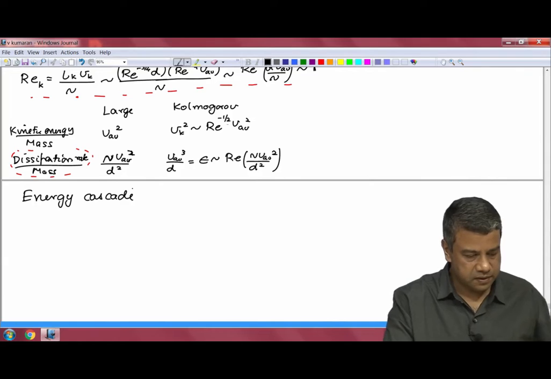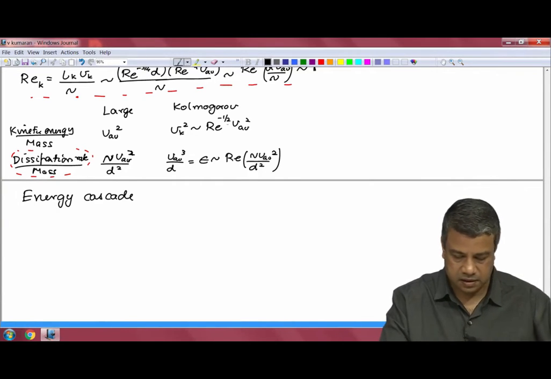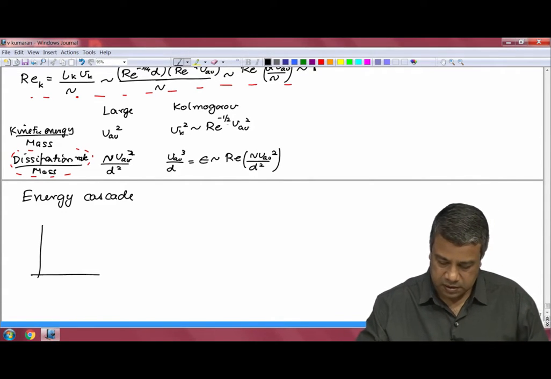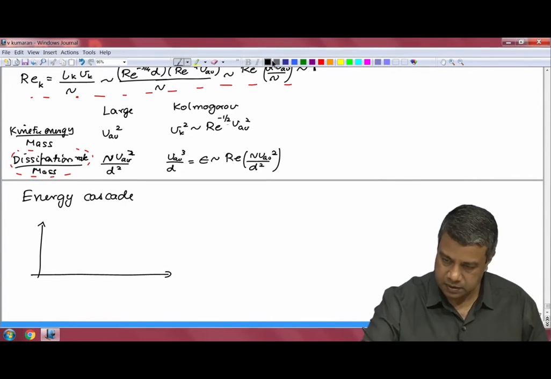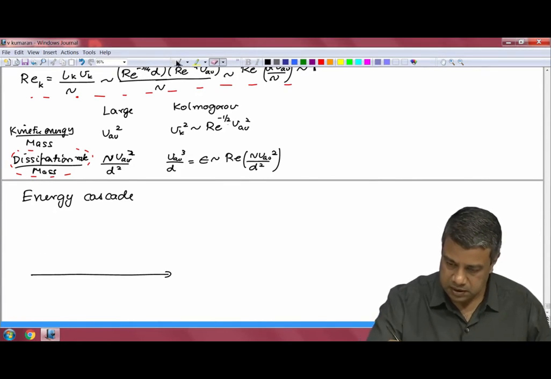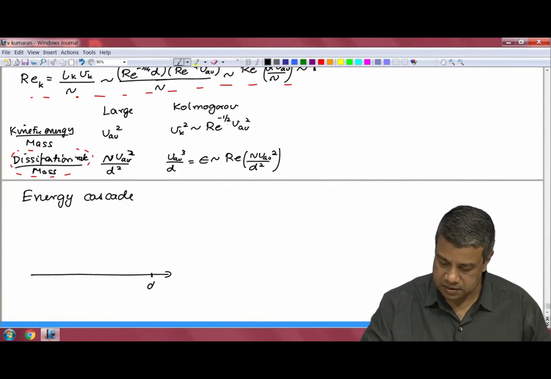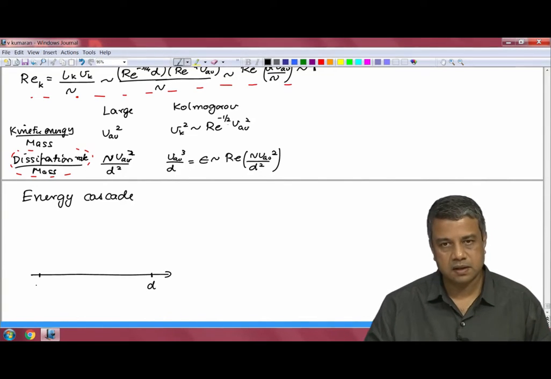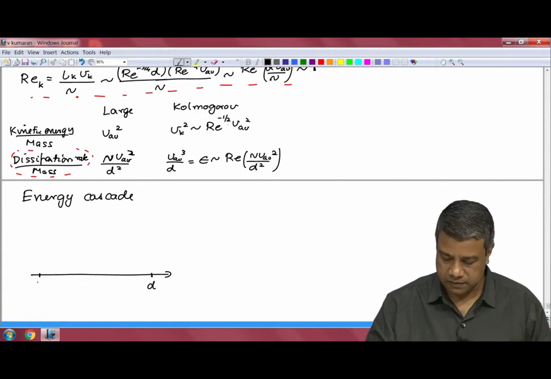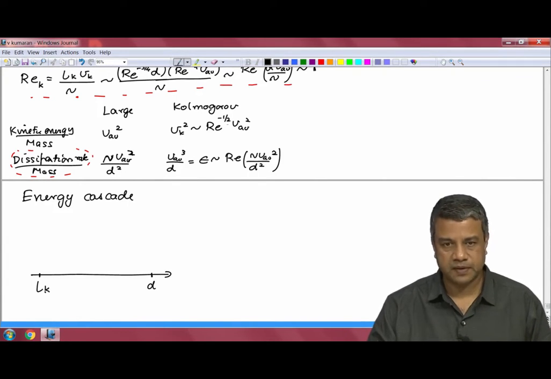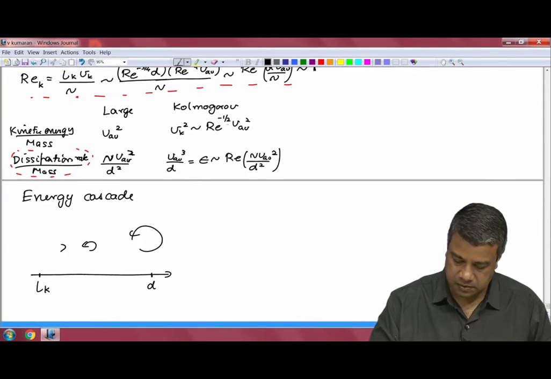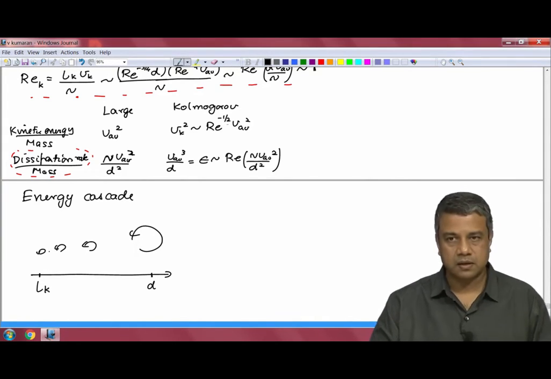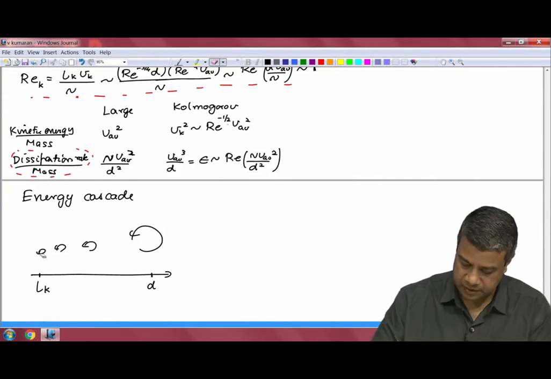Okay, in a turbulent flow, this is referred to as the energy cascade. So, if I look at the sizes of the eddies, there will be sizes all the way from the diameter of the pipe for the large scale flow down to the Kolmogorov scale. So, you will have sizes of the pipe diameter and so on, a continuum of sizes all the way to the Kolmogorov scale. And the smallest scale size is the Kolmogorov scale.